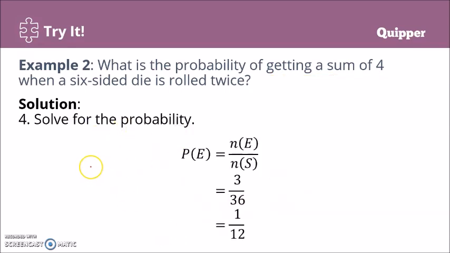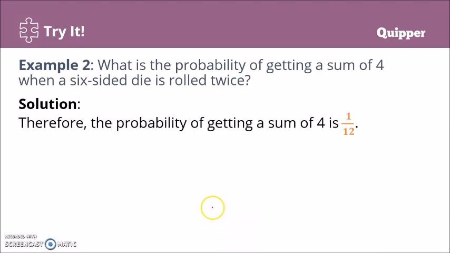Now, let's solve the probability. The probability of the event would be n(E) over n(S). So, yung outcomes ng event natin is 3 and the number of outcomes in the sample space is 36. So, that's 3 over 36, which is 1 over 12. Therefore, the probability of getting a sum of 4 is 1 over 12.